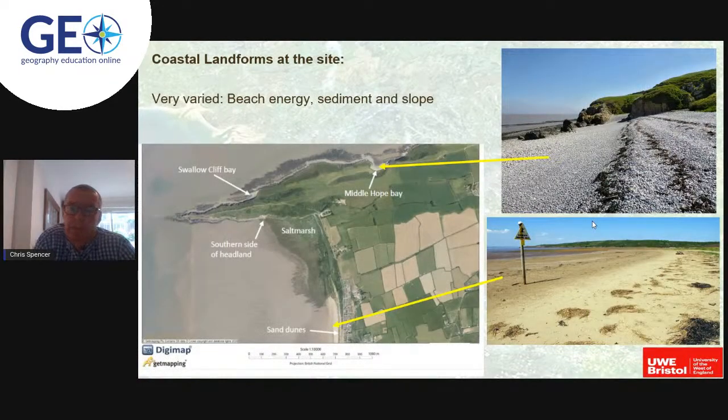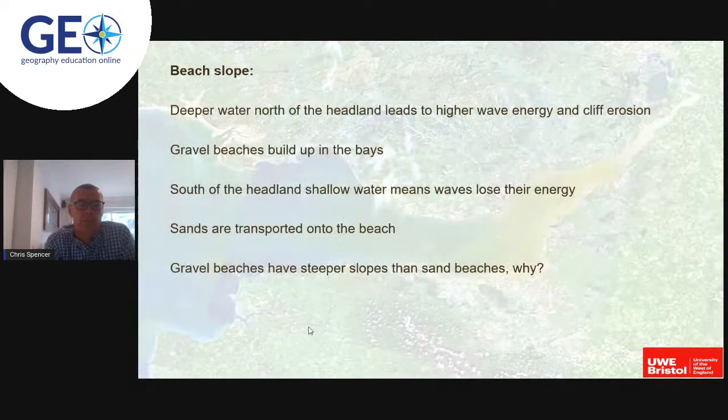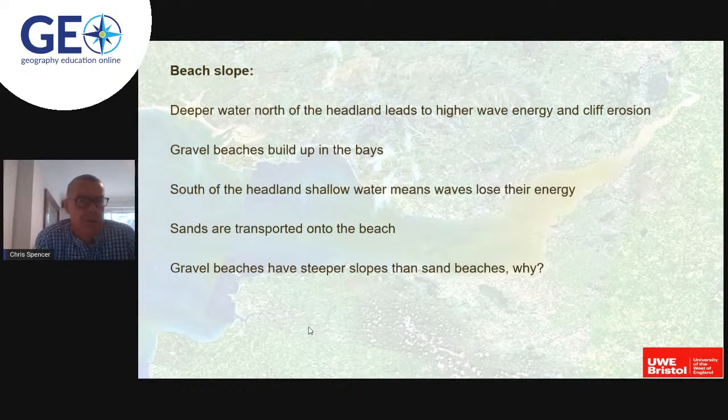So if we look at some of those other sediments, the beaches and dunes, and see how we have variation there too. Energy was different. North of the headland, where we have the deeper water, the waves maintain their power, and we tend to have these gravels, whereas to the south, we have sands. And the gravels tend to have steeper slopes. We need to think about what process is driving that. Why do we have different slopes on different types of beaches? On the northern side, we have higher wave energy.